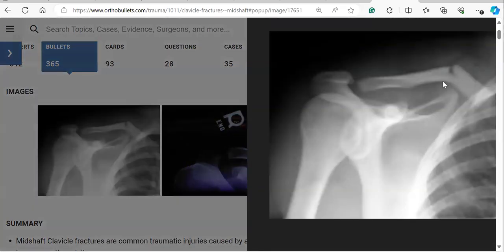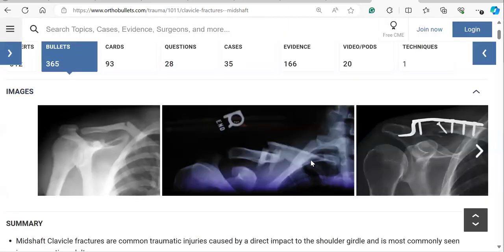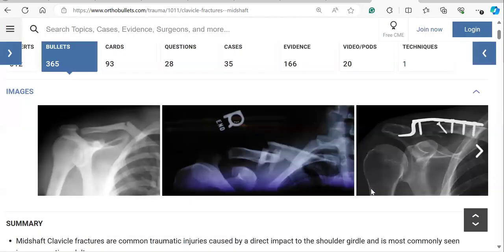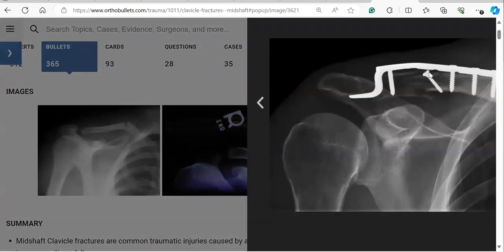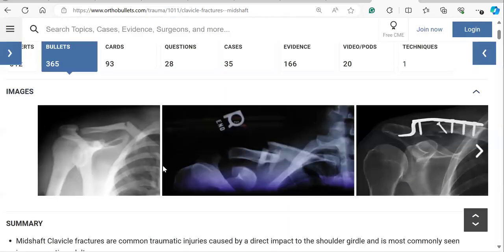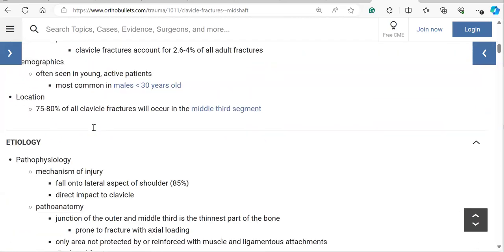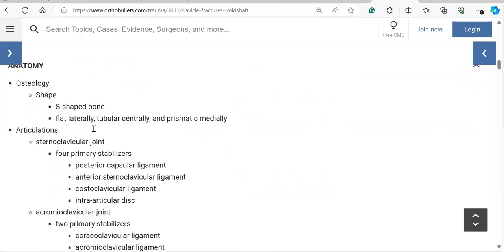You can see from here that this is the fracture clavicle and it's in the middle third of it. And you can see it's not even a full fracture, right? So it's not a displaced fracture, whereas this one is quite displaced. And you can see that they put some pins and screws also. So mid-shaft clavicle fracture is the commonest clavicle fracture.